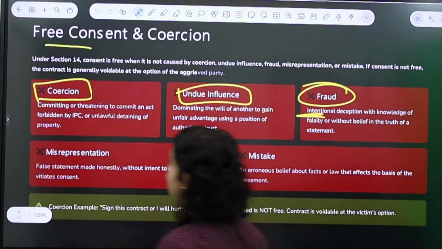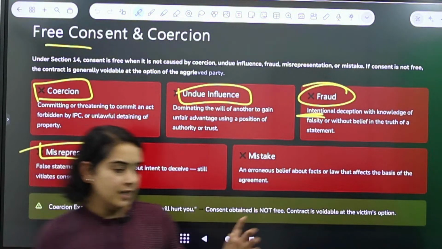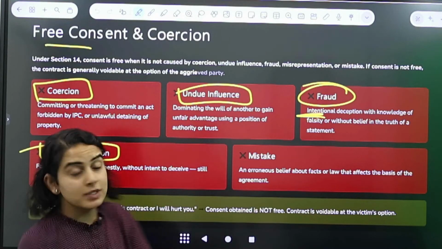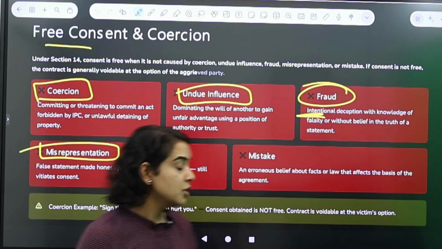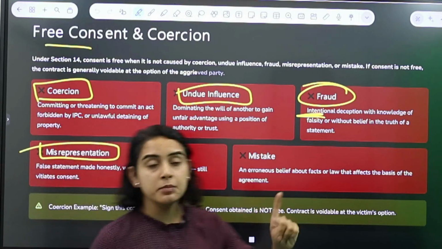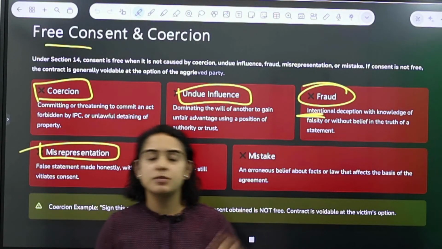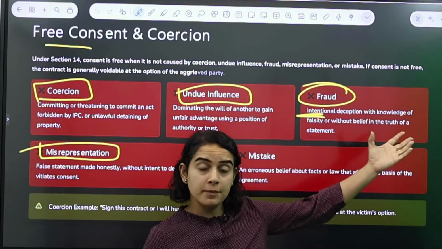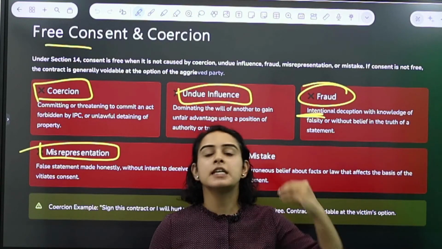All right. So I was telling you about things that can influence free consent. Now continuing with misrepresentation. One very important thing is that the core difference between fraud and misrepresentation is that in fraud, there is an intention to basically deceive the other person.